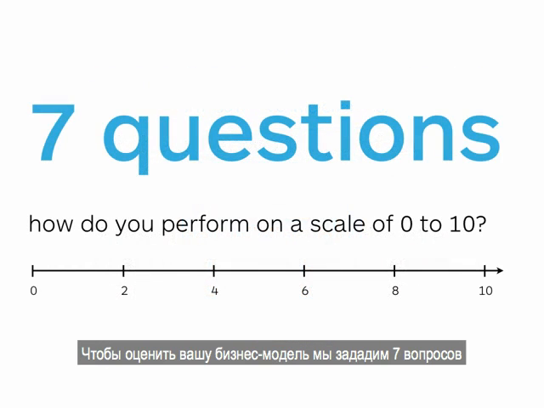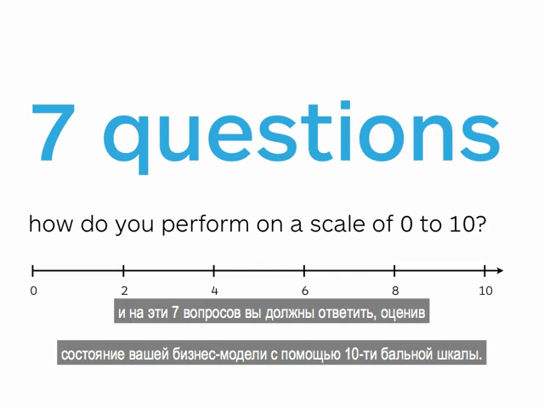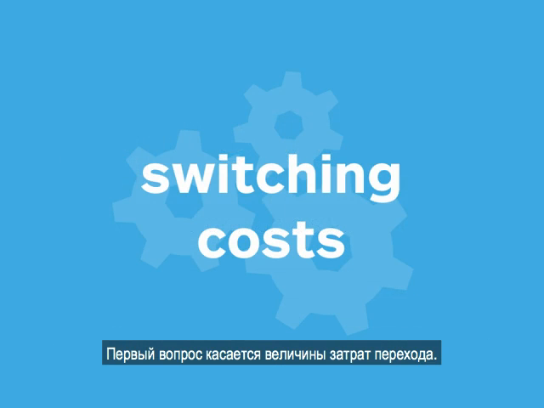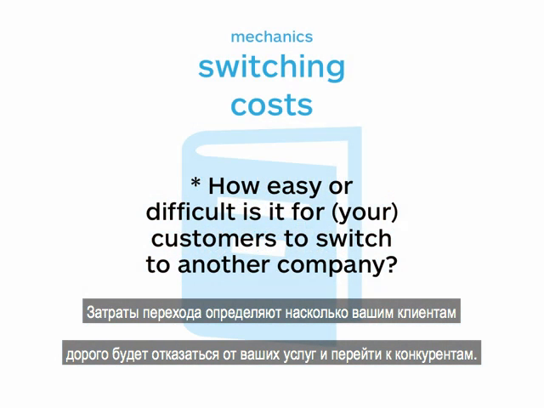So to assess your business model, I'm going to ask you 7 questions. And for those 7 questions, I want you to answer in terms of, are you performing well or badly? So the first question is about switching costs. Switching costs describe how easy or difficult it is for your customers to switch to another company.